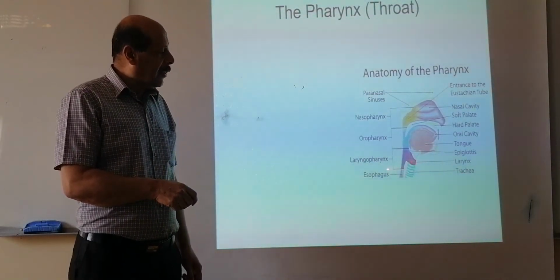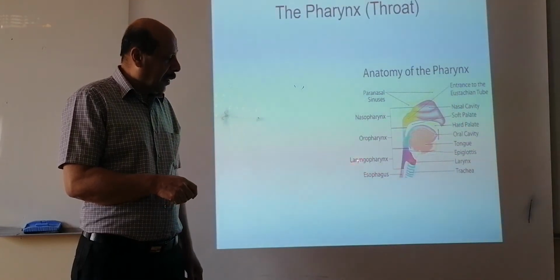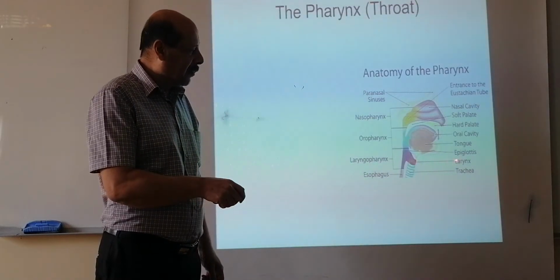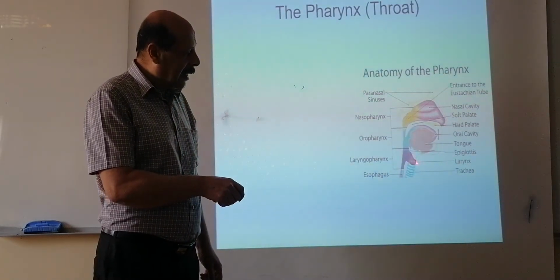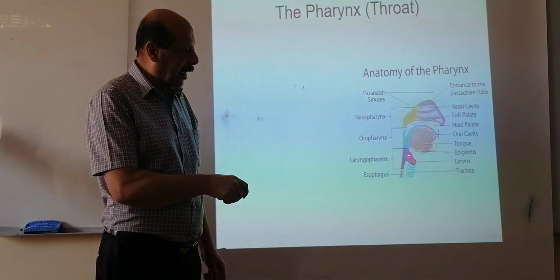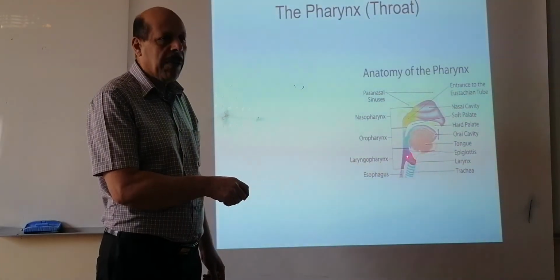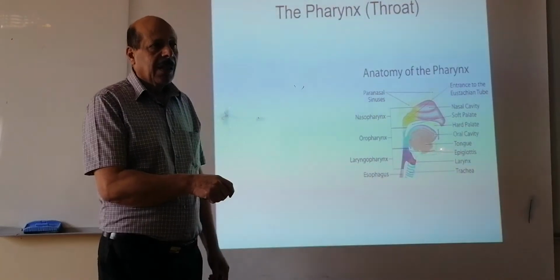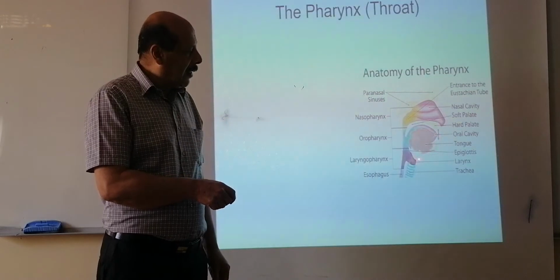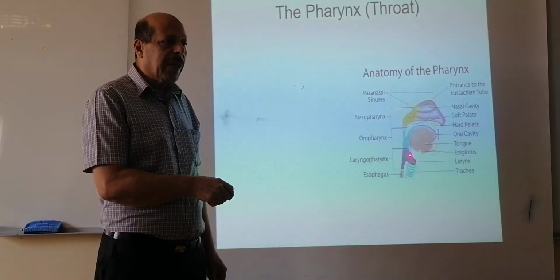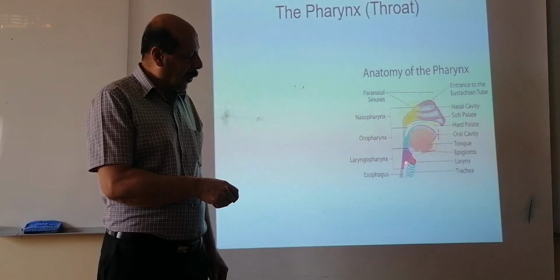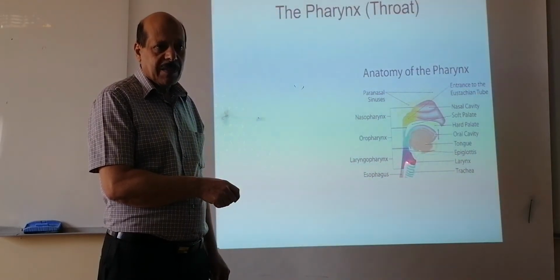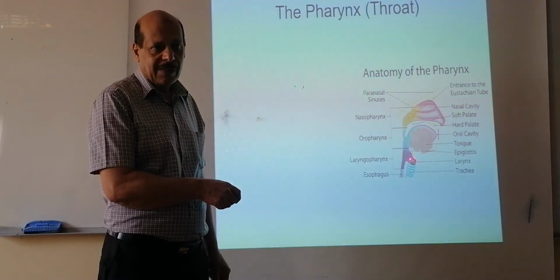Then after that we have the larynx here. At the end of the tongue we have one part, which is the epiglottis. The importance of the epiglottis is that during eating it will lead to closure of the respiratory canal.